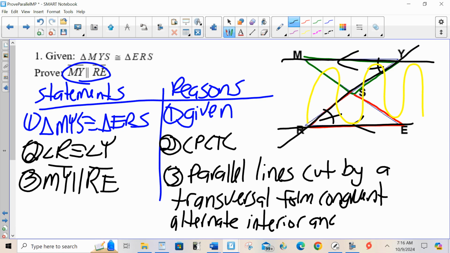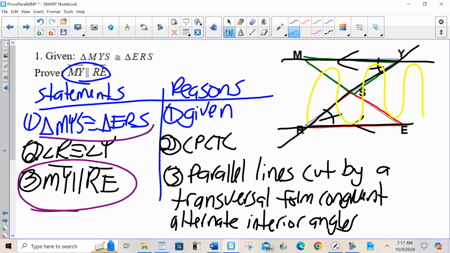In order to state that lines are parallel, I need to first have either alternate interior, alternate exterior, or corresponding angles congruent. To get that, once I have the triangles are congruent, I can use CPCTC to state that, and then once I have that, I can state the lines are parallel. That's it. We'll go over one more, but there's nothing more to it.